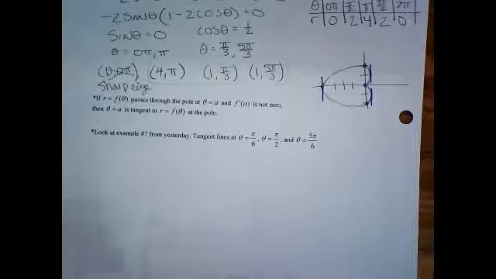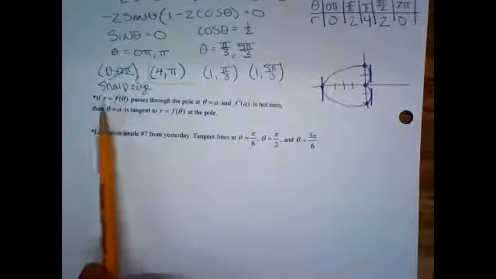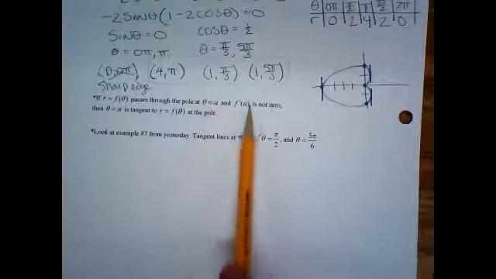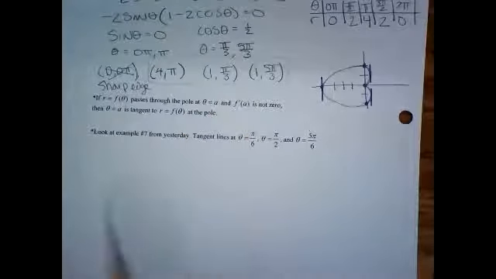All right, and then this last little theorem here, I'm just bringing it up because it's true. If you have some polar equation and it goes through the pole, so 0, 0 at some value, and that derivative isn't 0, then you're going to have a tangent line at that point.